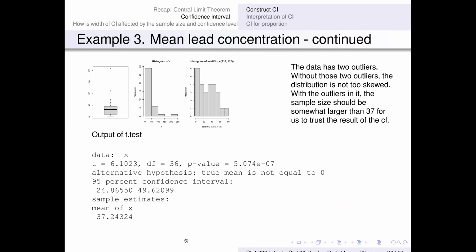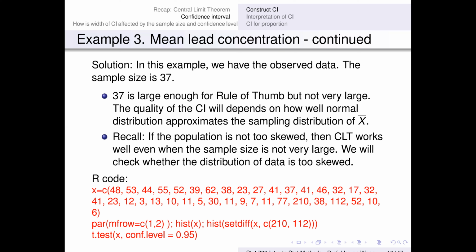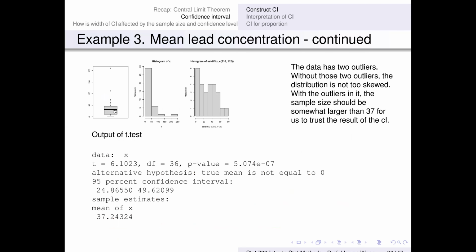So let's look at the output. First of all, this one also shows a box plot. I did not show you the box plot command. If you do want the box plot, simply call boxplot with parentheses x in there. So that gives the box plot. It clearly shows the two outliers, the 112 and 210. And when we look at the histogram, it's obviously skewed. And the rightmost histogram shows when the 210 and 112 are removed.